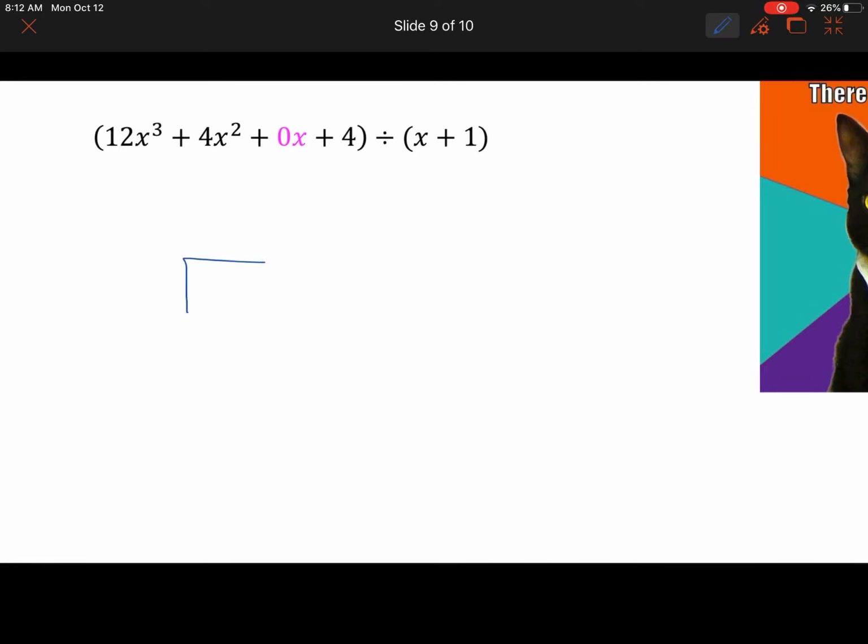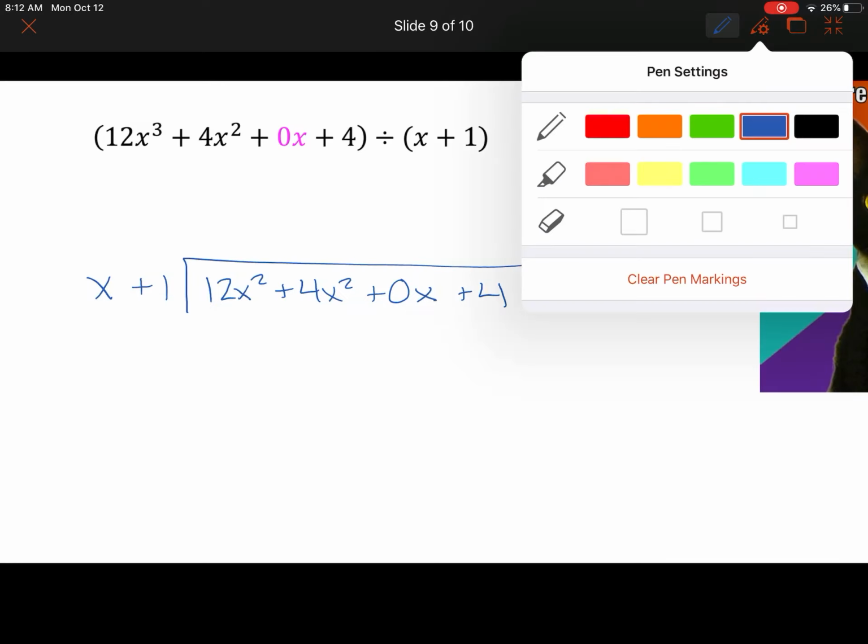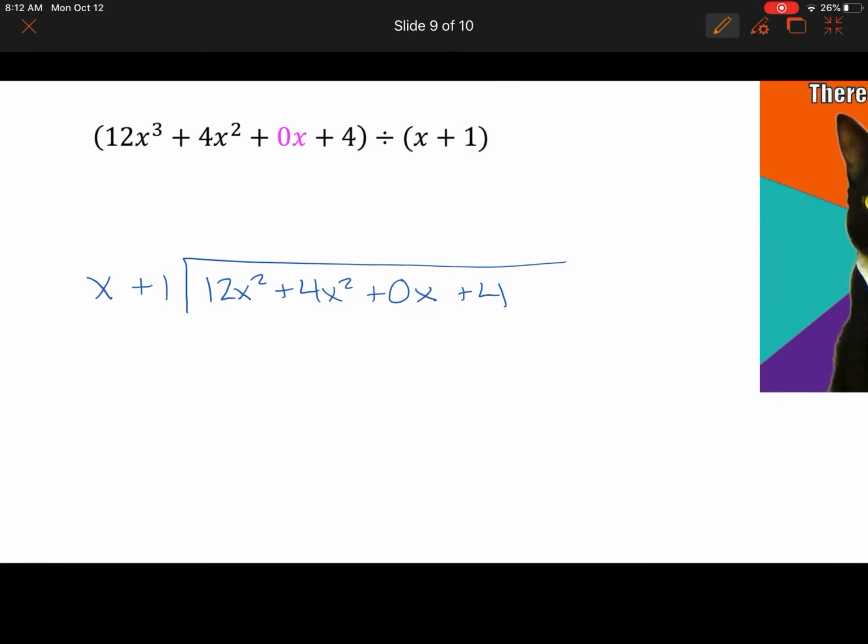Set it up, do it the same way. 12x cubed plus 4x squared plus 0x. And that's going to help us align our work. Because if we align it this way, then we have all of our like terms that are going to be lined up the right way. And we don't have to worry about figuring out where everything goes. Oop, this is a cube.